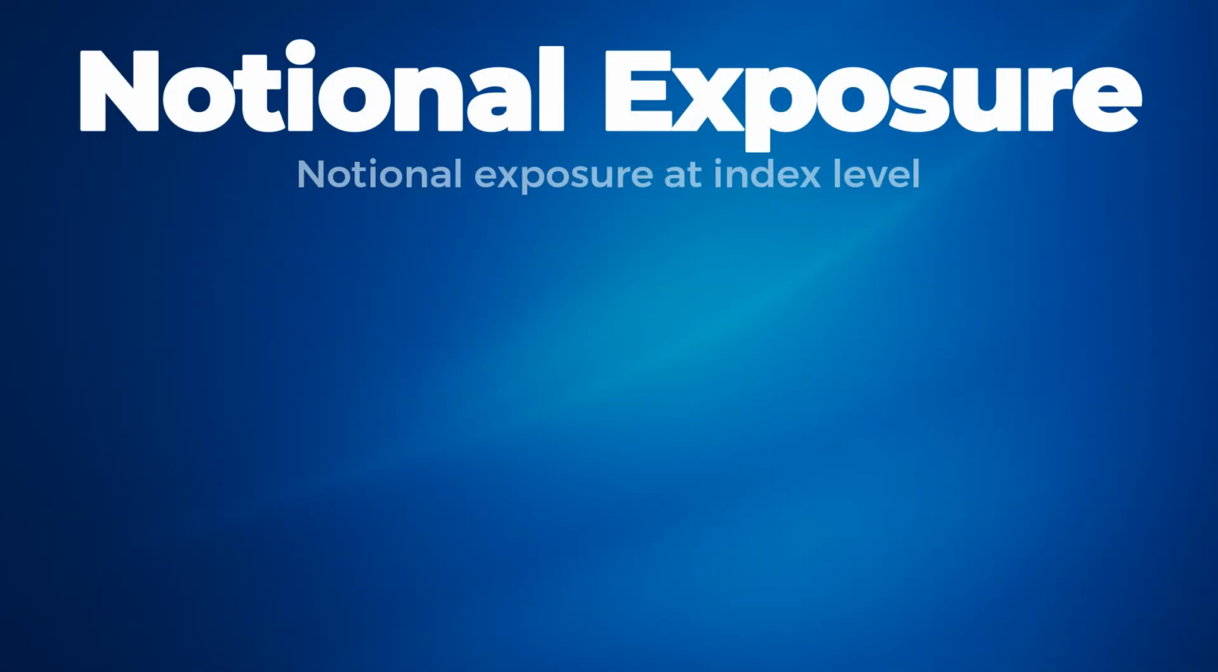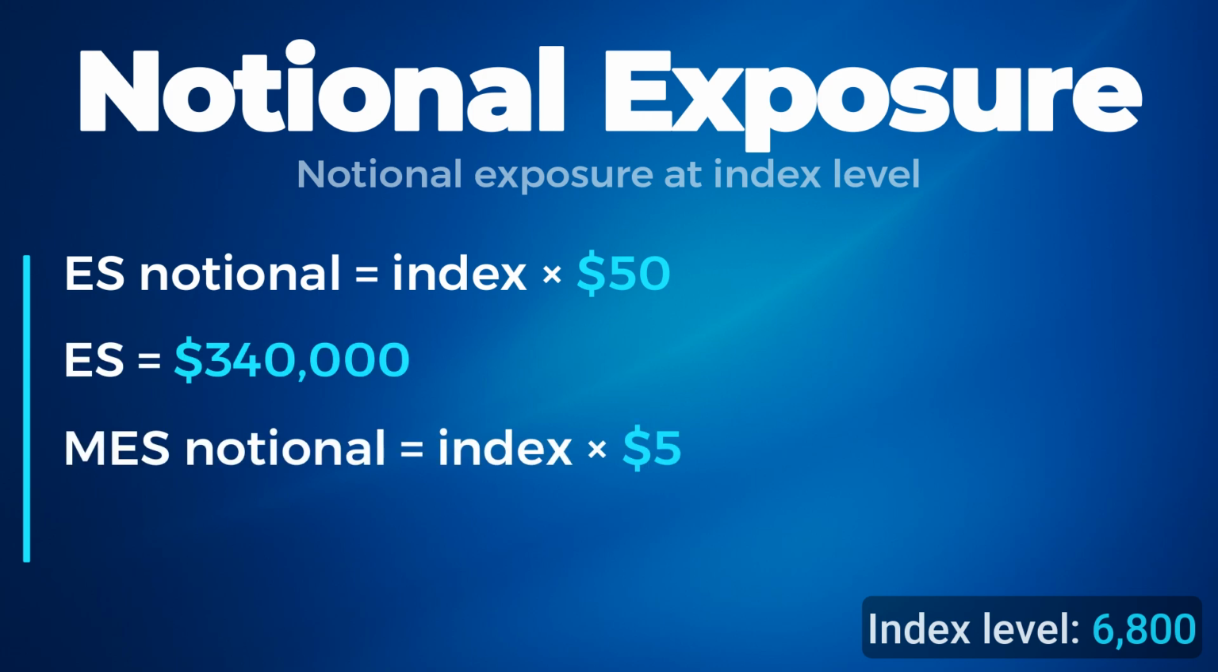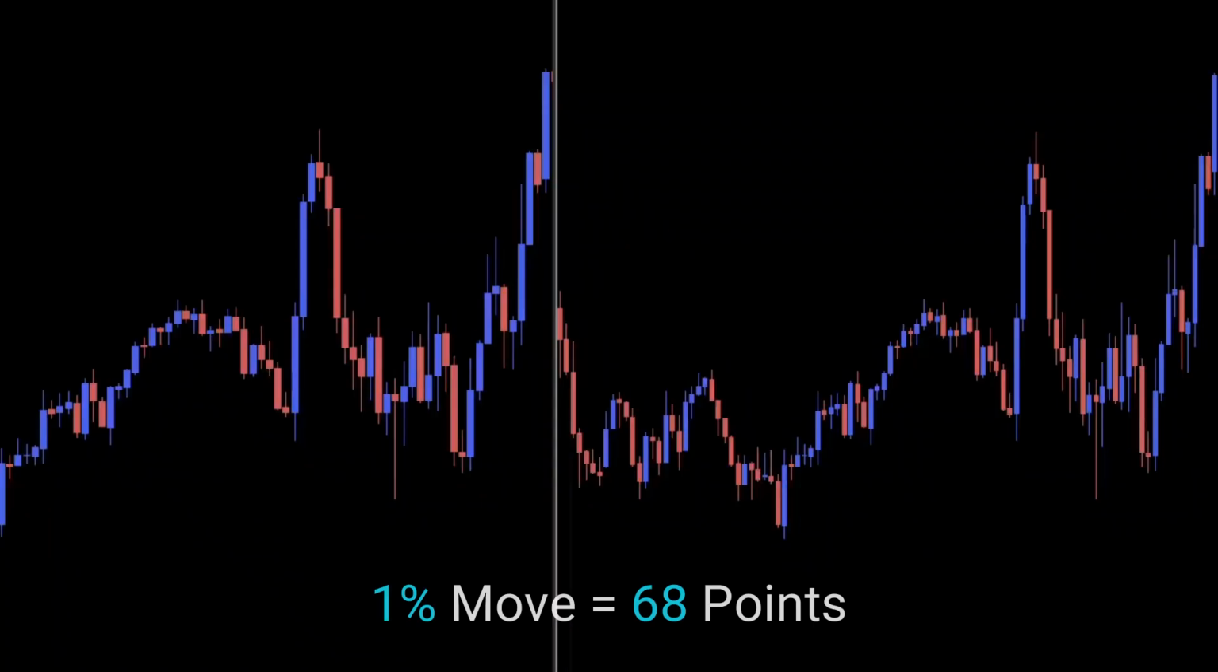Now, frame the contract using notional exposure, the core institutional metric. If the S&P is trading at 6,800, one ES contract's notional value is the index price multiplied by 50, and that is equal to $340,000. One MES contract's notional value is the index multiplied by 5, and that's equal to $34,000. The key point is that the contract's multipliers are fixed, but the index moves. So your notional exposure rises and falls with the index level, not with your broker, not with your margin requirement, or your account size.